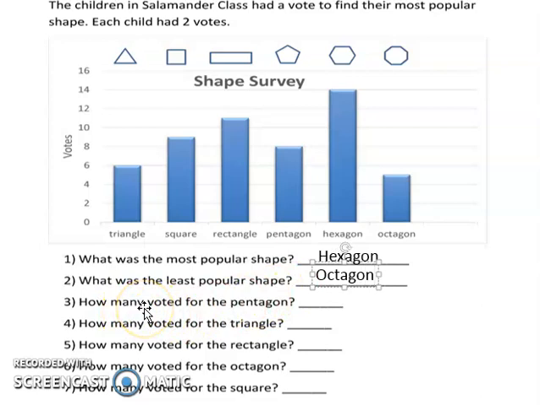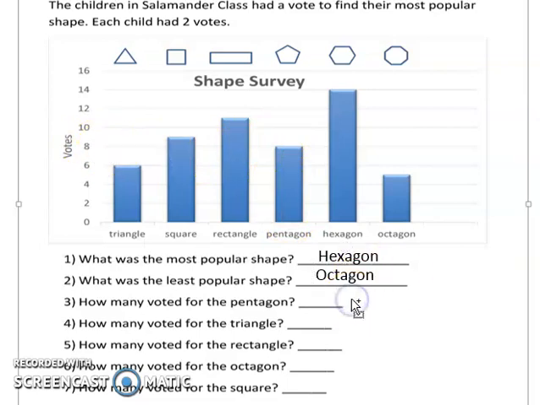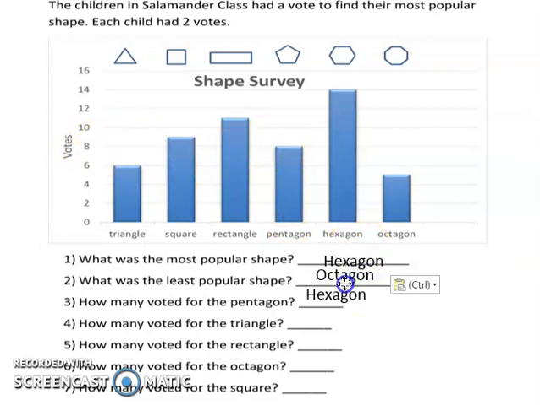And then the next question: how many? So it means the answer should be a number. How many voted for pentagon? Let's look for pentagon here. Check the scale here. That is 8. 8 what? 8 votes. So we'll write here 8.